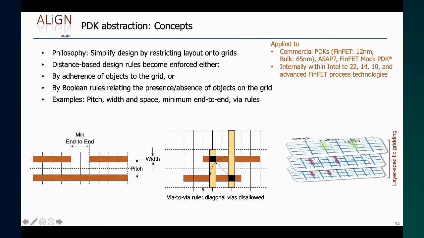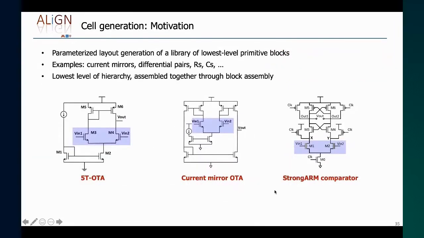Some of the design rules require Boolean rules, as mentioned earlier. So in this case, a diagonal via is disallowed, even though it might maintain the spacing requirement, and so we can capture those in that way.